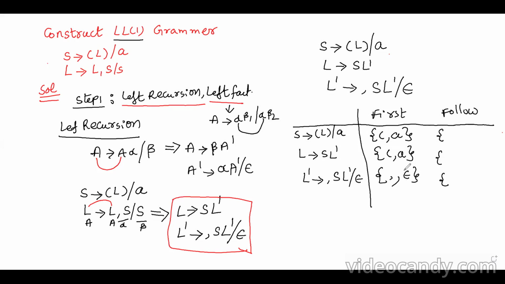So first of L dash, what do we have? Comma, as well as epsilon. We should not write epsilon in the follow. Just substitute this epsilon in place of L dash. So when you substitute epsilon here, what is going to happen to the value of follow of S?